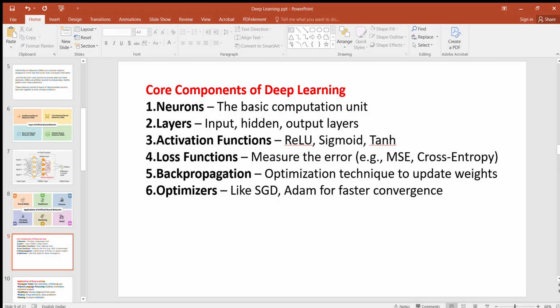Once again, you can see the important components in artificial neural networks. These six you must know and understand: neurons, layers, activation function, loss function, backpropagation, and the optimizers, which are the optimization techniques.